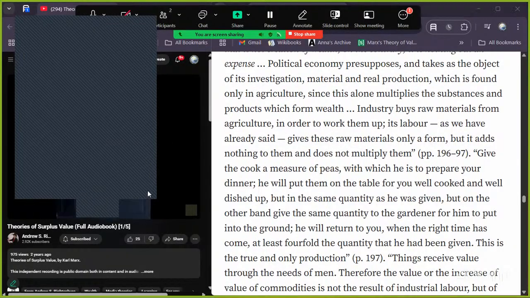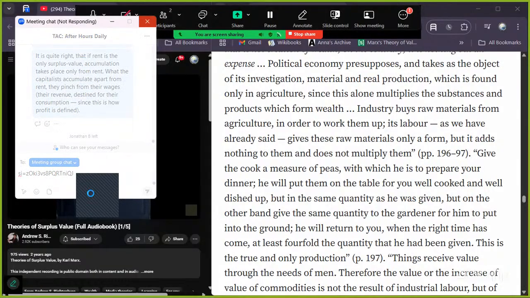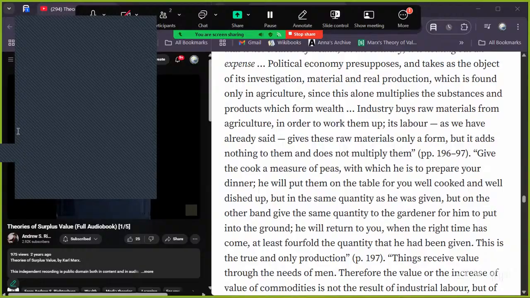Give the cook a measure of peas with which he is to prepare your dinner. He will put them on the table for you, well cooked and well dished up, but in the same quantity as he was given. But on the other hand, give the same quantity to the gardener for him to put into the ground, he will return to you, when the right time has come, at least fourfold the quantity that he had been given. This is the true and only production.